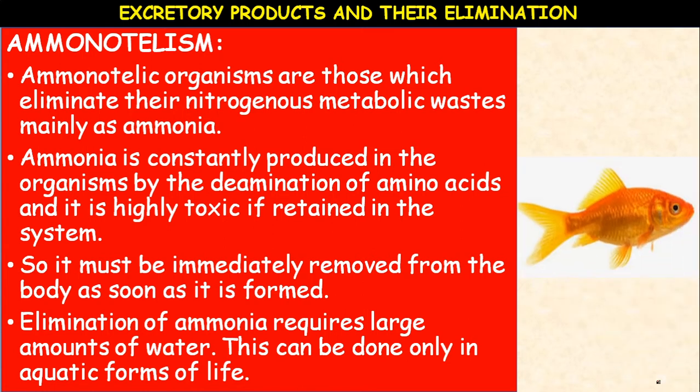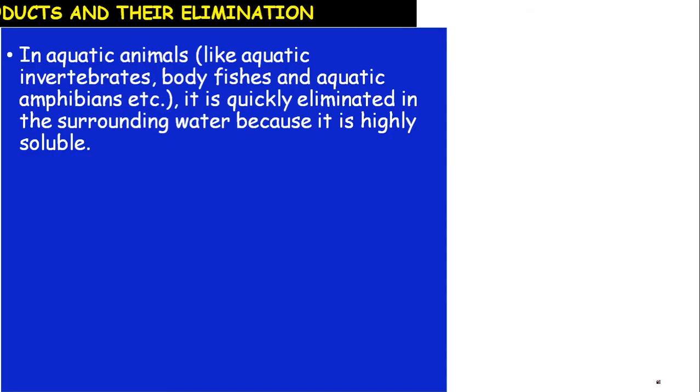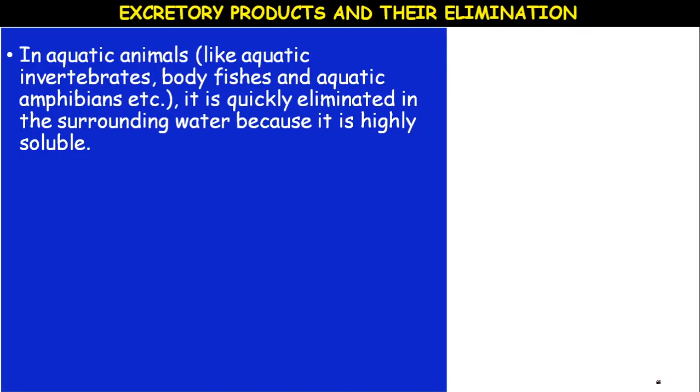Okay, fish is a good example of ammonotelism. In aquatic animals like aquatic invertebrates, bony fishes, and aquatic amphibians, ammonia is quickly eliminated into the surrounding water because it is highly soluble in water.